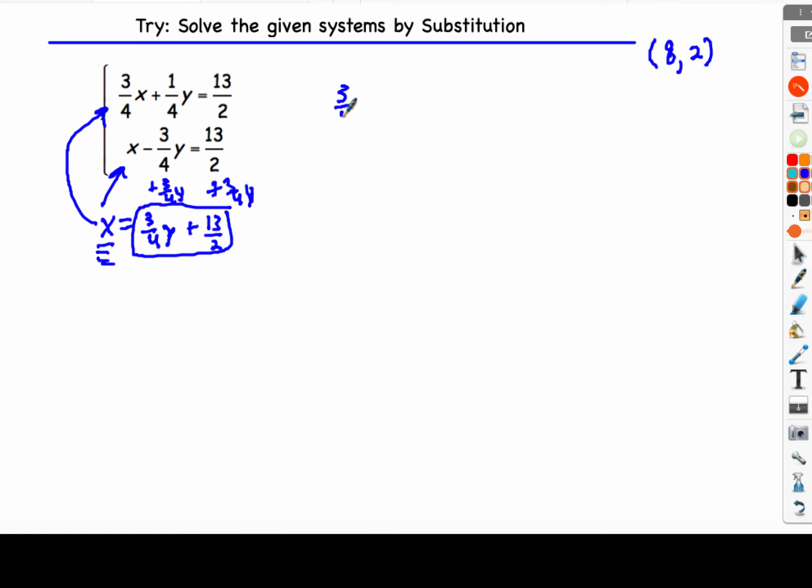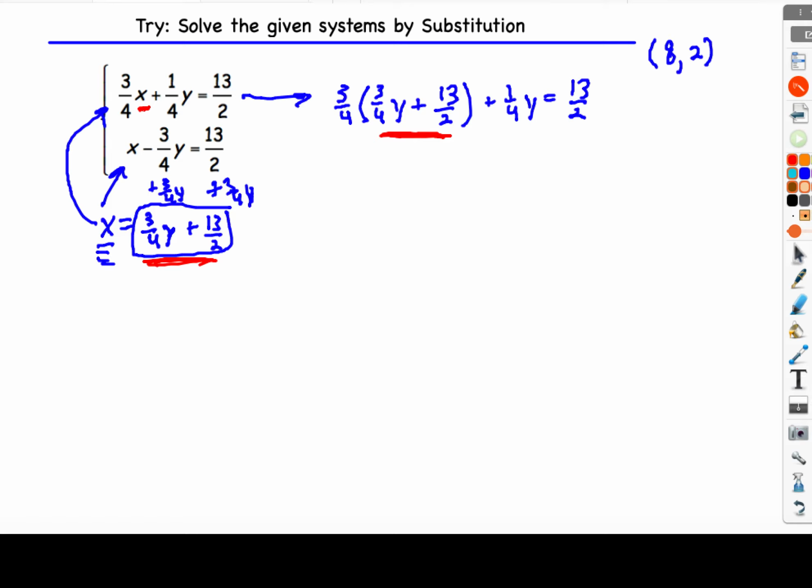3/4 times x, which again we know is 3/4 y plus 13/2. I'm just taking out x and I'm plugging in what it's equal to. Then we have to add on our 1/4 y and equal that to 13/2. Again, that's just this top equation, taking out x, plugging in what we know x is equal to, right? We've got this equation down here that x equaled, so we just plugged it in for x in our equation right there. Now we just have some arithmetic to do.